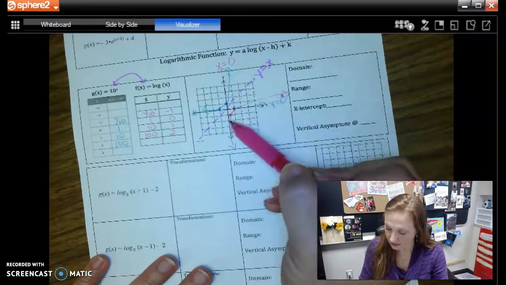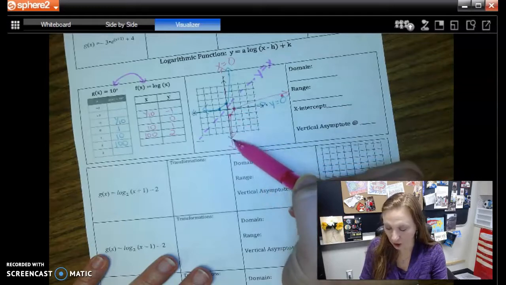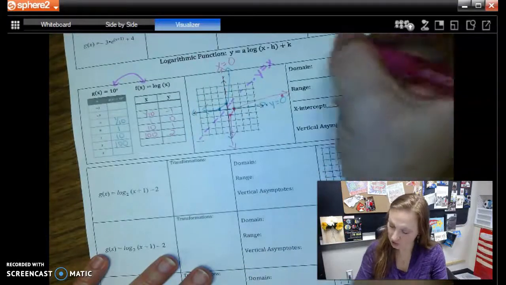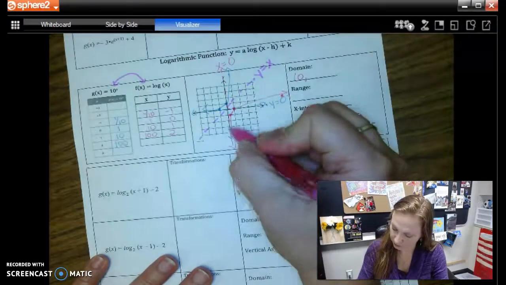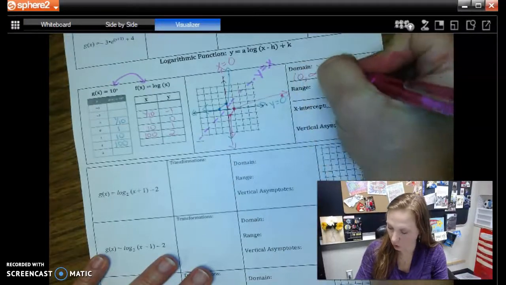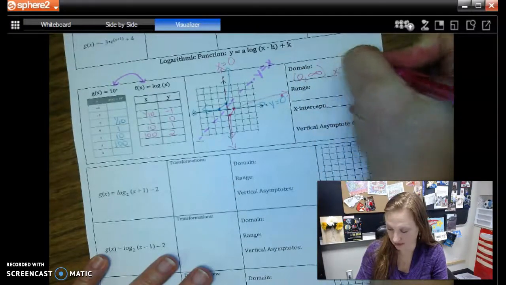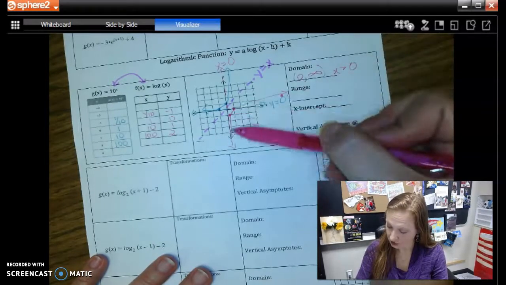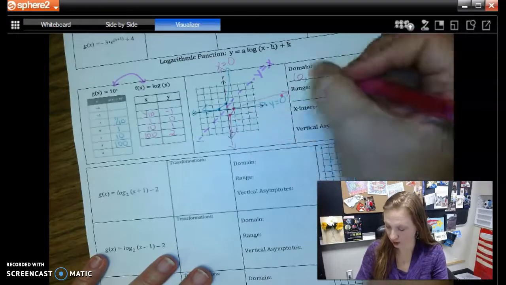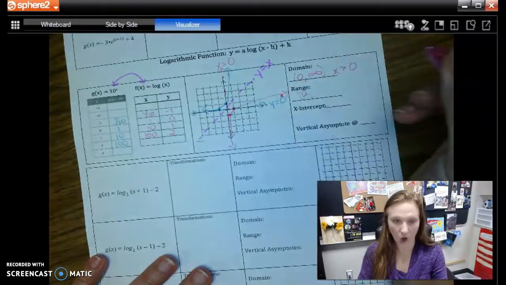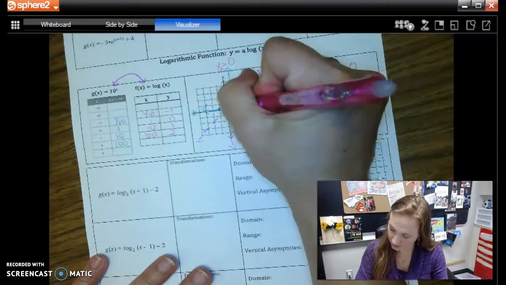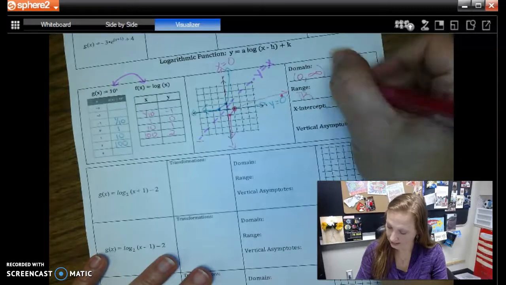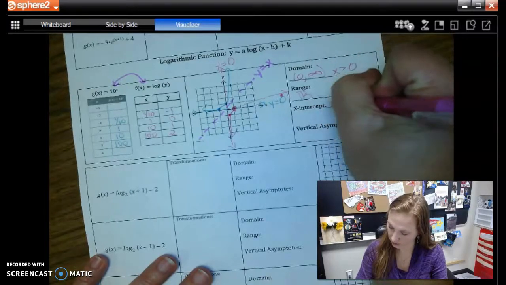So now let's look at the domain. Well, the farthest left this graph is going to go is it is getting very, very close to 0, but it is never reaching it here because we have a vertical asymptote here. So the domain is from 0 and on to infinity. Or we could say the x value is greater than 0, not equal to because there's an asymptote there. The range, this is going from negative infinity and gradually going up to positive infinity. So that would be all real numbers. We do have an x-intercept. This is going to be a key point on the log function that is at 1, 0.